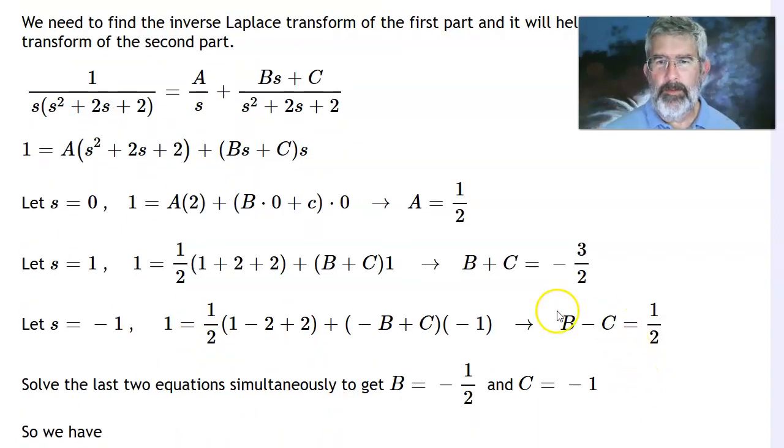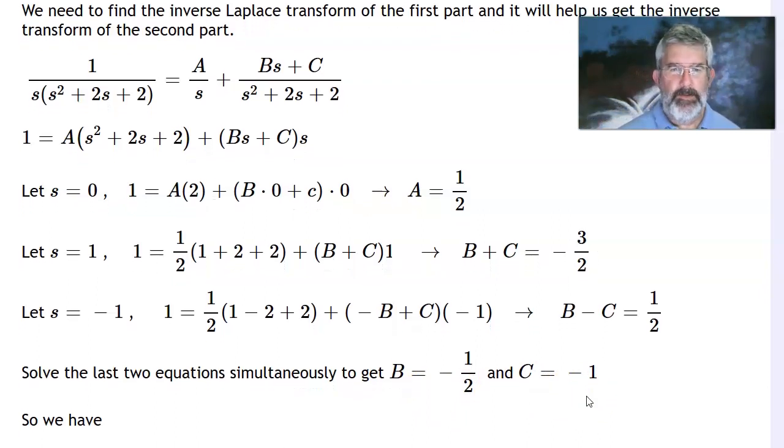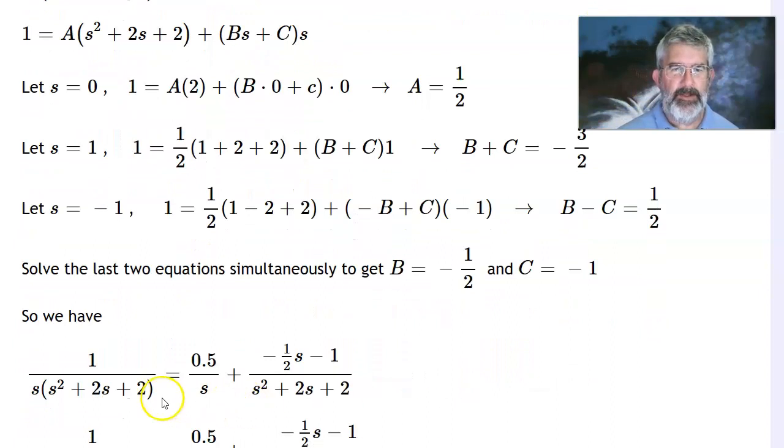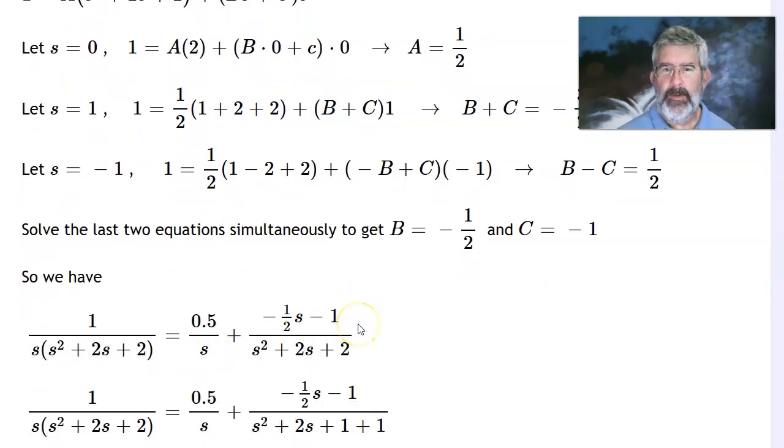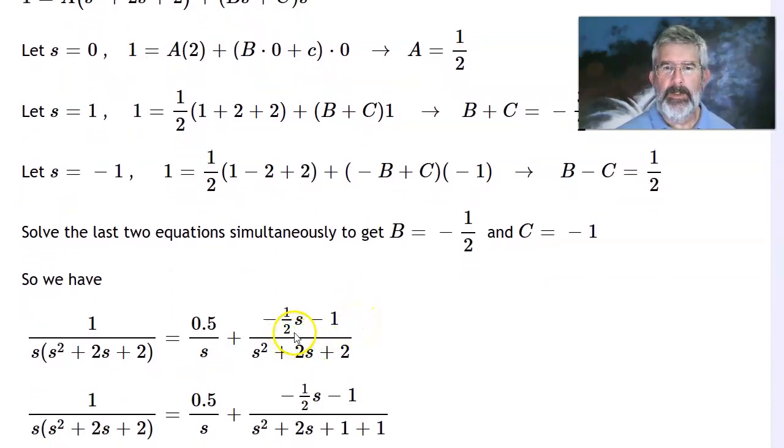So solving for b and c from these last two equations, I get that b is minus a half and c is minus 1. So I have that this fraction here is equal to a half over s, and then the b, this was bs plus c, so minus a half s minus 1 on the top there.